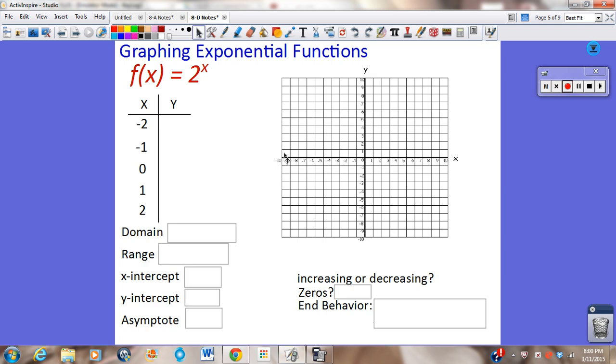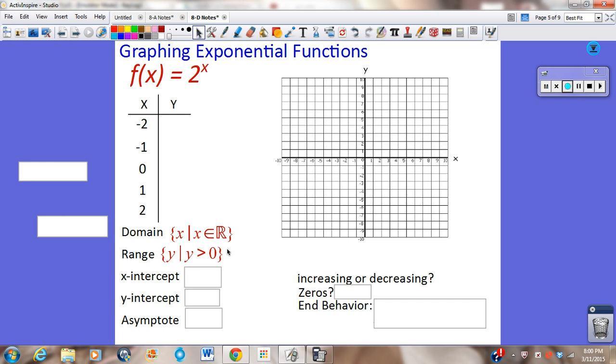And so when you look at your graph, again, we've established it looks like that. Okay, now if you don't have a graphing calculator, you need to do this by hand, okay? So our domain, we've already talked about, all real numbers. That's what it looks like when you use the notation. Range, y is greater than 0. X-intercept, we know there is none. Y-intercept, 0, 1. Asymptote, y equals 0 or the x-axis.